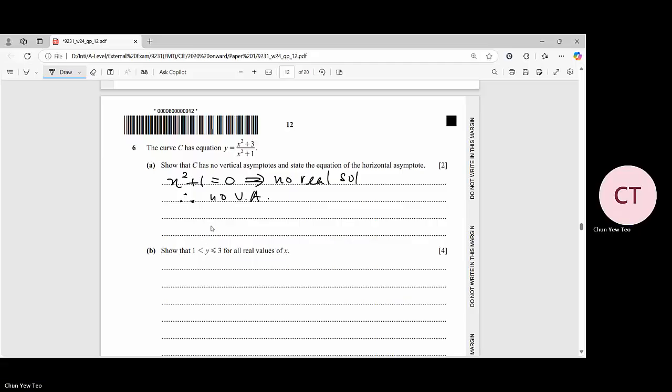Okay, shown. Then for the horizontal asymptote, it is y equal to the limit as x approaches infinity of x squared plus 3 over x squared plus 1, which is equal to 1. That will be your horizontal asymptote.